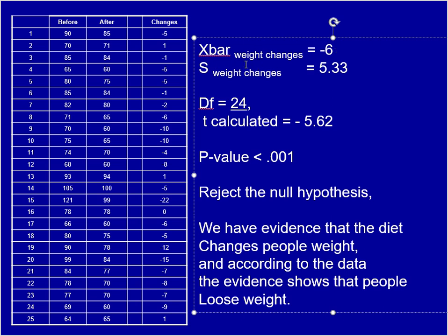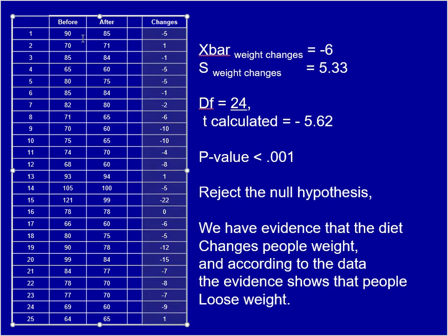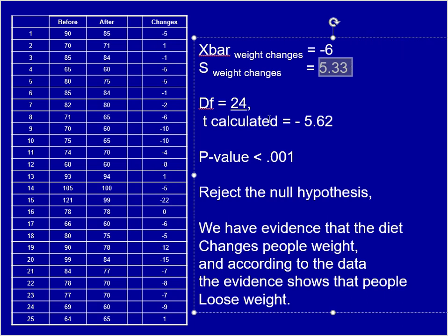The standard deviation for the change, yani for this column right there, not for before or after, just for the change, is 5.33. The degrees of freedom is 25 minus 1, so 24. Therefore, applying the formula, which is minus 6 divided by the 5.33 itself divided by the square root of 25, will give you a t that is equal to minus 5.62. Now I call it t calculated because I'm calculating this t.